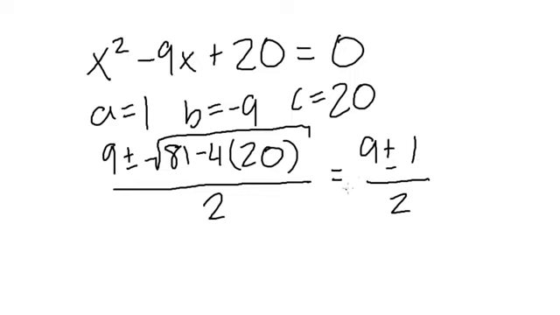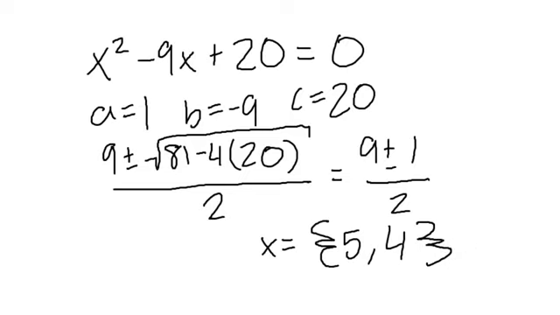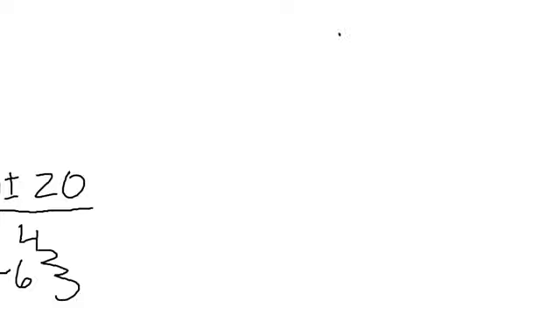So let's try the first. So let's just try 9 plus 1 over 2. Well, 9 plus 1 is 10, and then divided by 2 is 5. So we'll get x is equivalent to 5, or 9 minus 1, which is 8, divided by 2 is just 4.